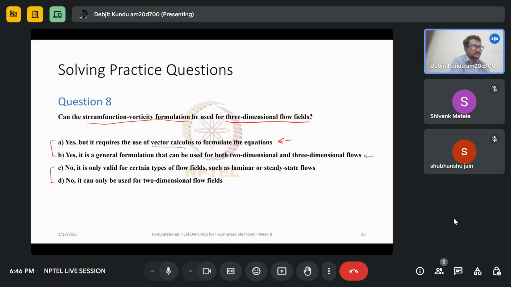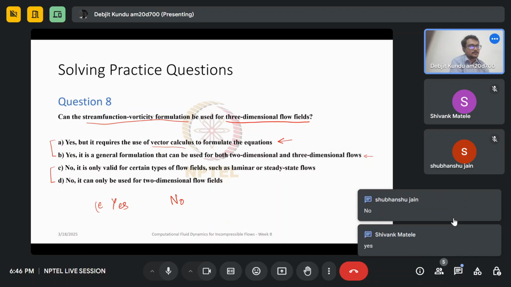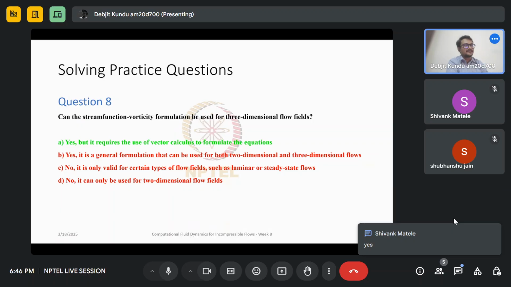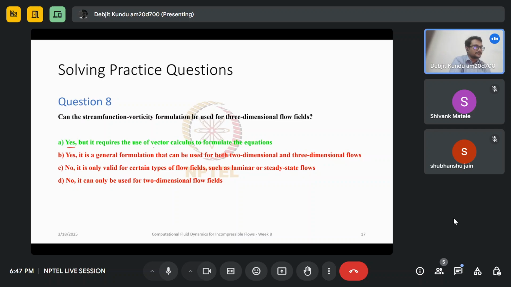Okay, let's simplify this down. Forget the reason. If it was a yes or no question, what would you choose? Let's say no. Yes. Okay, let's take a look at the solution then. The correct answer is yes, but it requires the use of vector calculus.